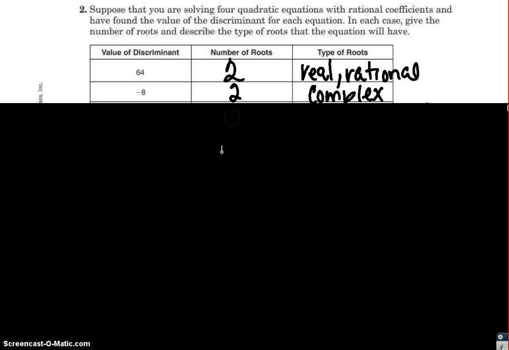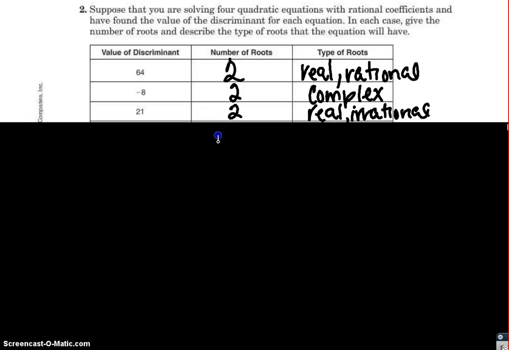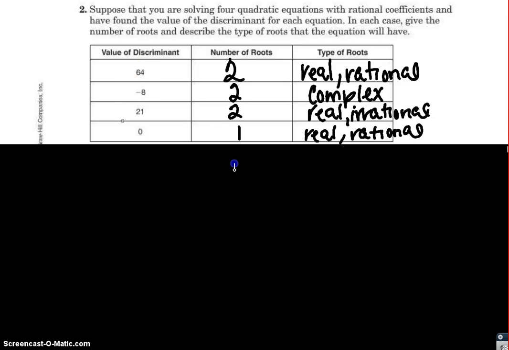If I have a negative 8, so less than 0, I'm still going to have 2 roots, but they're going to be complex roots. If I have 21, which is a positive number that is not a perfect square, I have real irrational numbers. Just like 64, that was a perfect square, that's why they were rational. And my last one, if I have my discriminant equal to 0, there's going to be 1 root, it's going to be real, and it's a rational root.